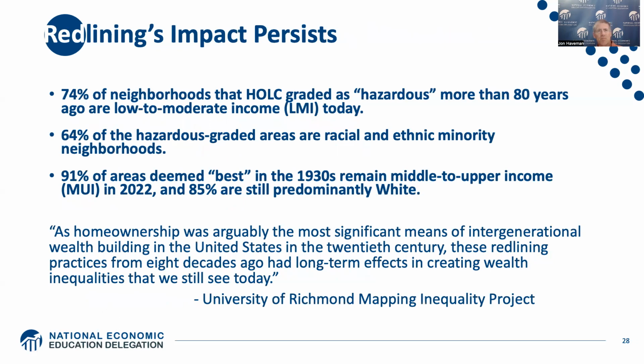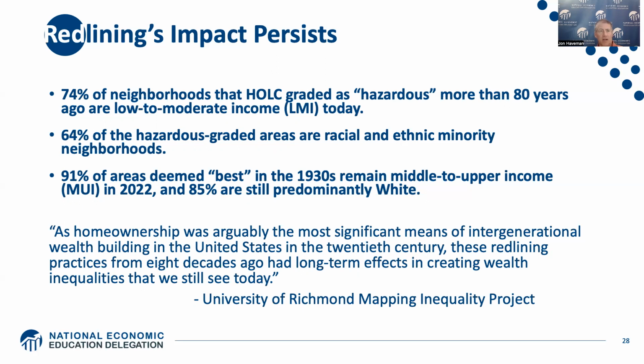So today, 74% of the neighborhoods that were graded as hazardous 80 years ago are low to moderate income today. 64% of the grade D areas continue to be racial and ethnic minority neighborhoods, and 91% of the areas deemed best or grade A in the 1930s remain upper to middle income today, right? 85% are still predominantly white, right?